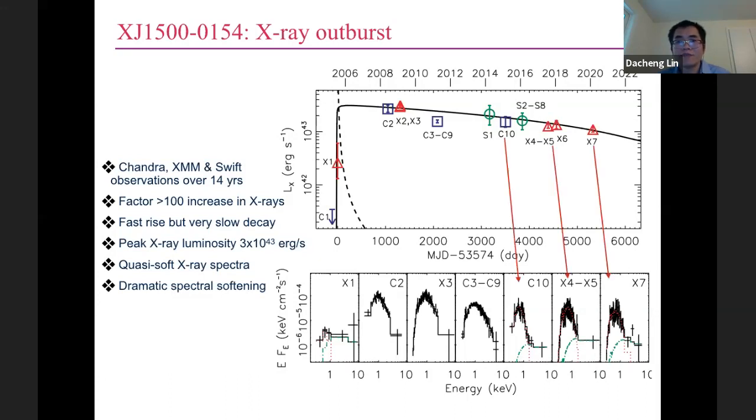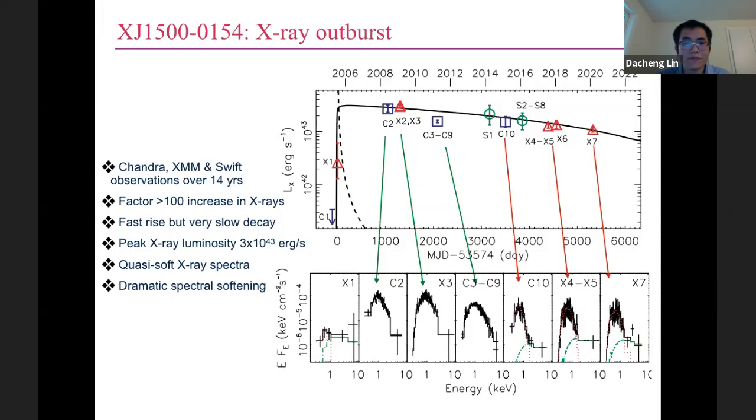More remarkably, there was a dramatic spectral change. In the late time, you see a super soft spectrum, as you see from other typical X-ray TDEs. But at the peak, the spectra are quite different. They are still soft, but not as soft as in the late-time soft state. So we call them quasi-soft.